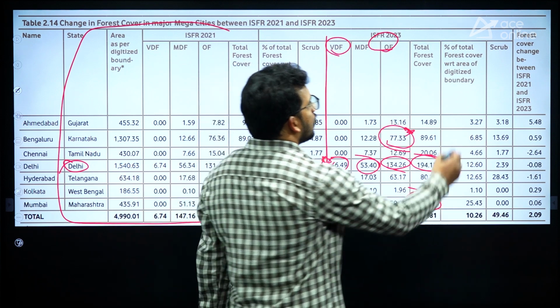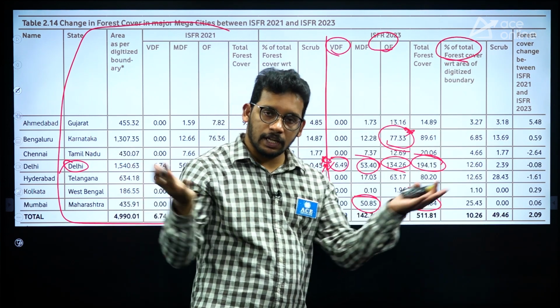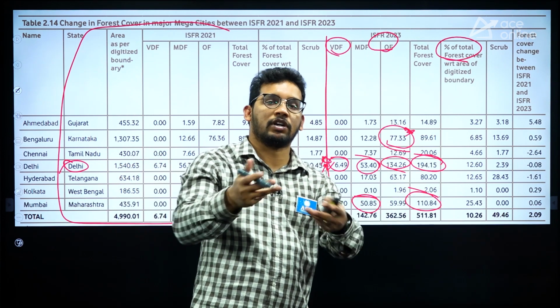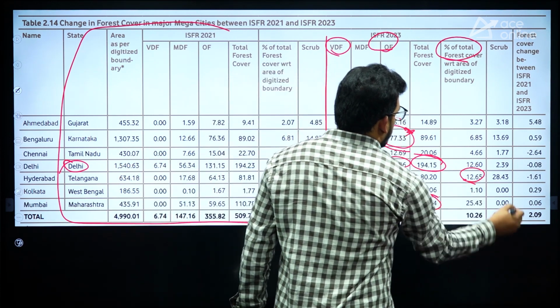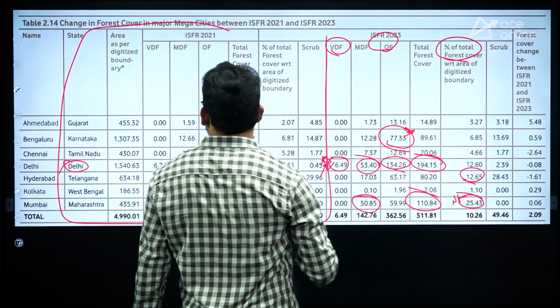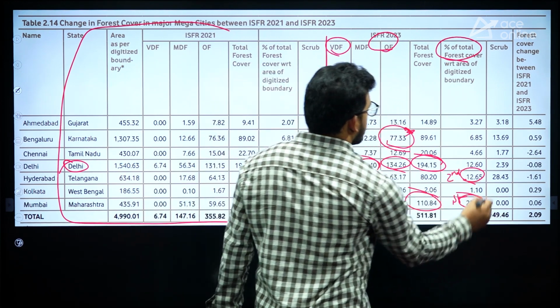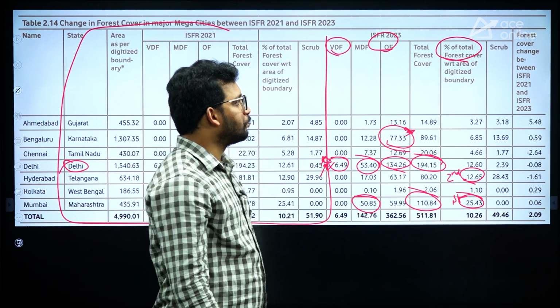In terms of the percentage of total forest with respect to the total area, each city has a total area, and out of that, how much is occupied by forest? In this, the top one is Mumbai. First Mumbai, and then second is Hyderabad. So Hyderabad is second and first is Mumbai with respect to area percentage, right?